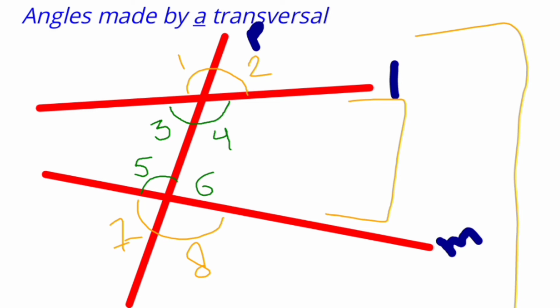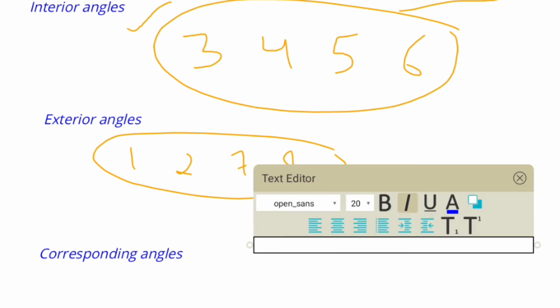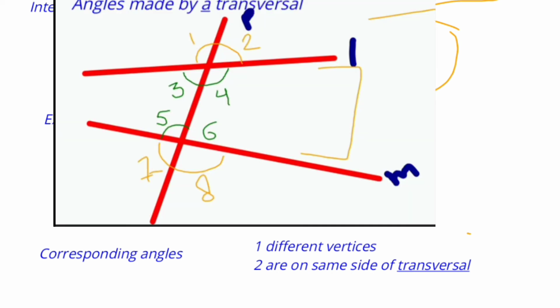Now next are corresponding angles. Now how to identify that the given angles are corresponding angles? We have two properties for them. Let us see the properties. Here are the two properties by which you can identify which angles are corresponding angles. The first one is different vertices. So by this one property you are not able to identify. Second one is are on the same side of transversal.